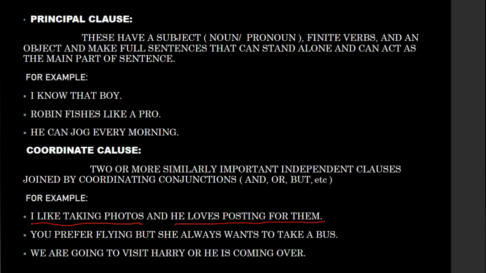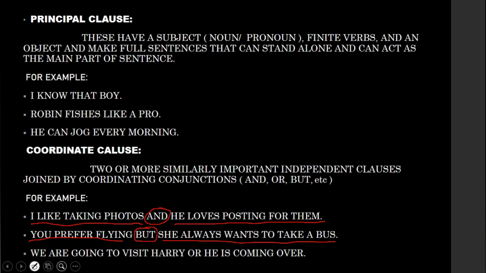So we have two independent clauses that are joined together by a coordinating conjunction, and as a whole it is called a coordinate clause. The next one is: you prefer flying, but she always wants to take a bus. So here, "you prefer flying" is one independent clause, and "she always wants to take a bus" is another independent clause, joined together by a coordinating conjunction, and as a whole it is a coordinate clause.